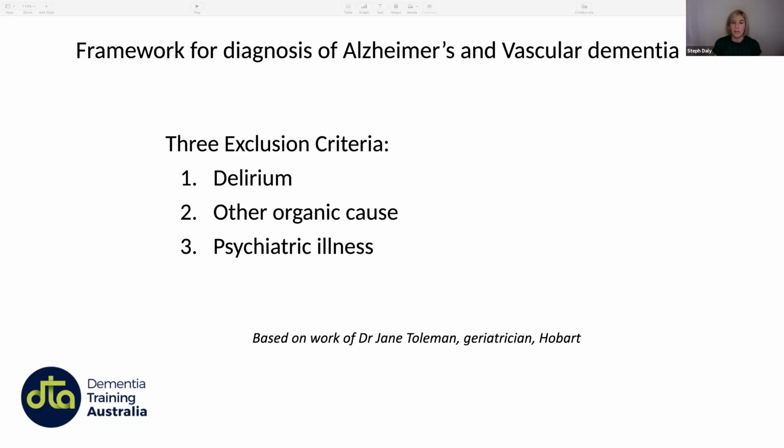And then the exclusion criteria, so these are the things you want to make sure they don't have, which is delirium, any other organic disease, which is where your blood tests come in, and psychiatric illness, as we referred to before. Dementia can be associated with depression and anxiety, but you have to treat those as best you can before you make the diagnosis if they pre-exist.